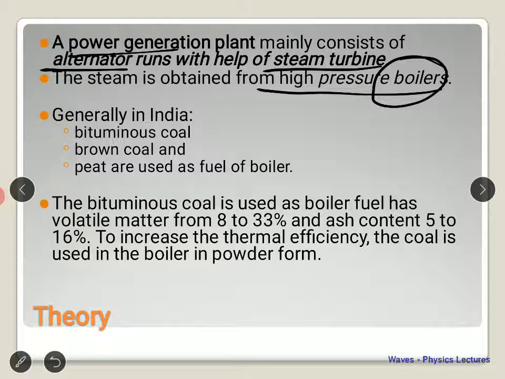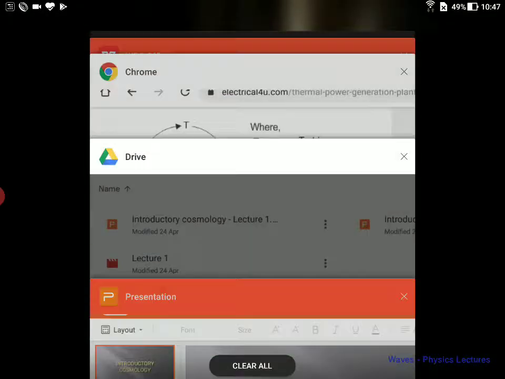So generally in India, the source of heat that we use is bituminous coal, brown coal, or peat. Now all these three have their own application, but efficiency wise bituminous coal is quite efficient. Let's just look into the web definitions of these three.